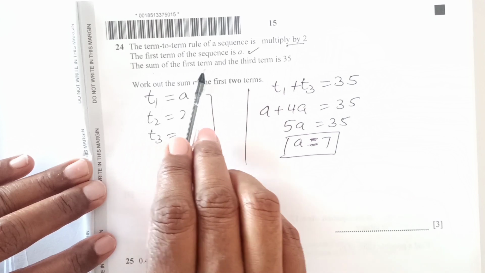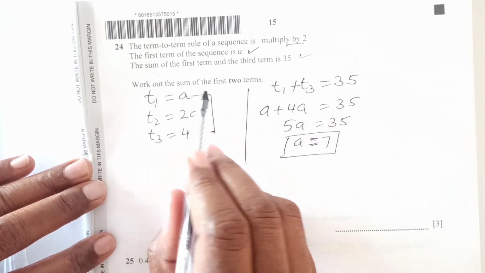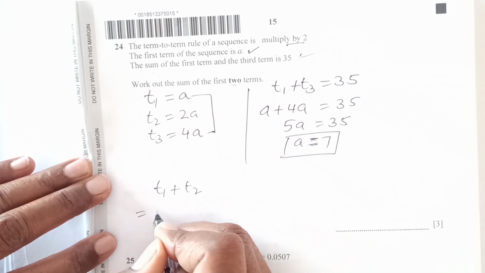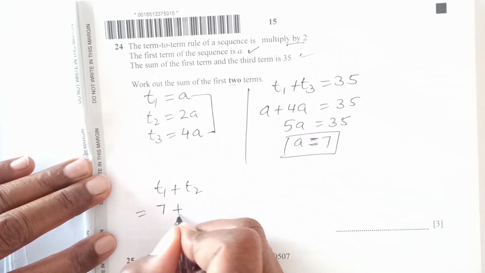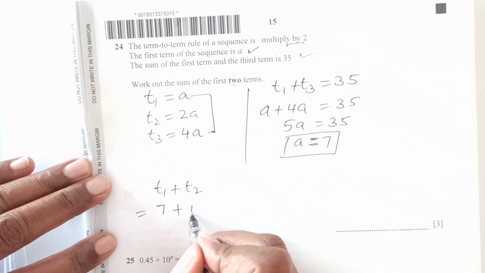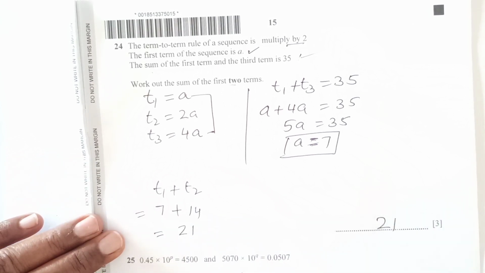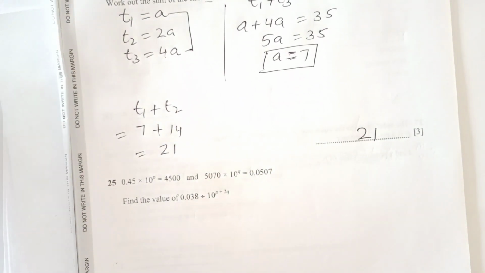We are done with this. Work out the sum of the first two terms. So T1 plus T2, T1 is A which is 7, and T2 is going to be 2 times 7, it is 14. So it is 21. So final answer is 21, right?